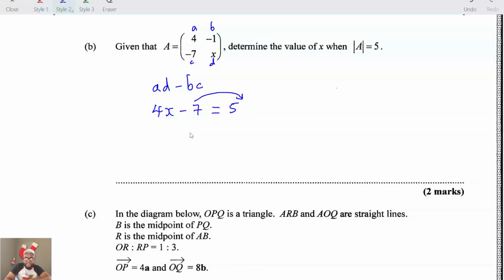Fling this 7 here, do the opposite of minus, which is plus. 4x would be 5 plus 7, which would be 12. Carry the 4 here, divide. x will be equal to 12 divided by 4. x will be equal to 3. All right, that's the value of my x. So this is how easy these things are.